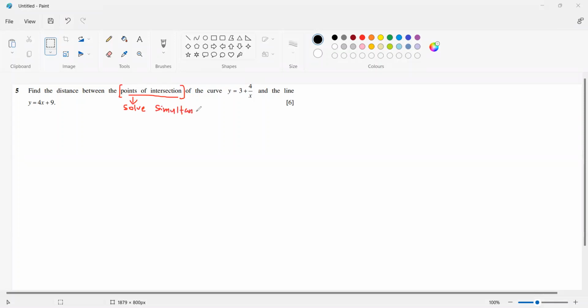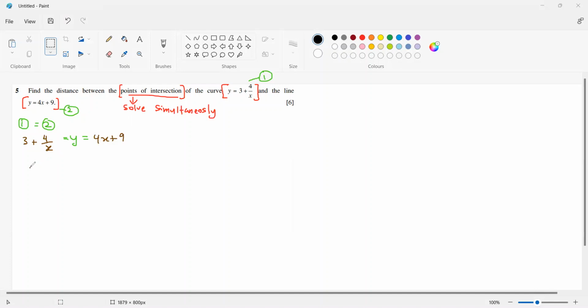Whenever we want to find the points of intersection, we just solve the given equations, which are, in this case, y equals 3 plus 4x and y equals 4x plus 9, simultaneously. What is solving simultaneously? Just simultaneous equations. In this case, it's easy to see that both are equal to y. So y becomes the link, and it's 3 plus 4x, and this is 4x plus 9.